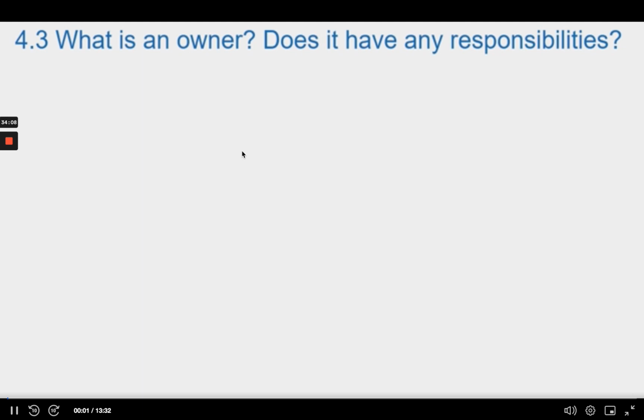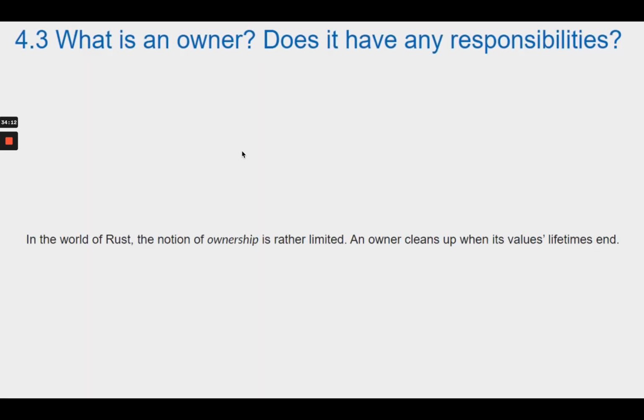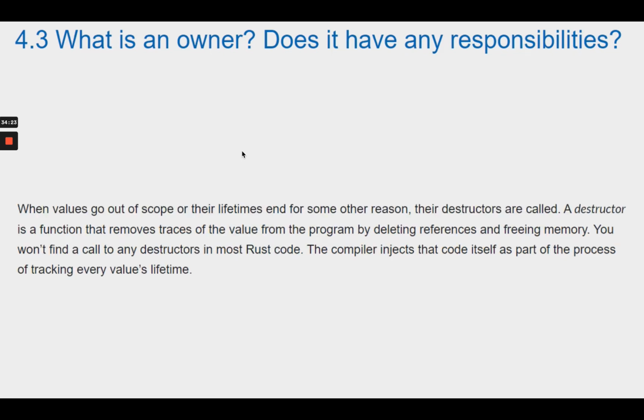Section 4.3. What is an owner? Does it have any responsibilities? In the world of Rust, the notion of ownership is rather limited. An owner cleans up when its value's lifetimes end. When values go out of scope or their lifetimes end for some other reason, their destructors are called.